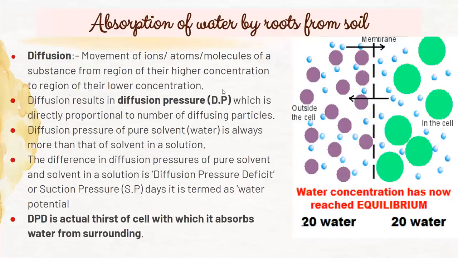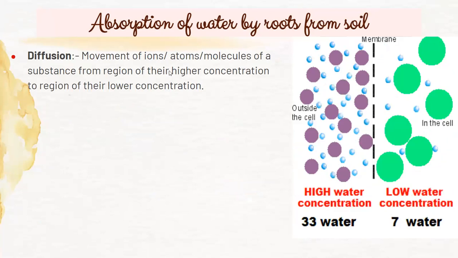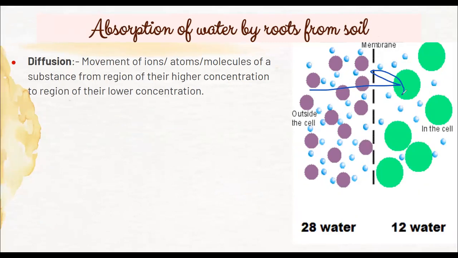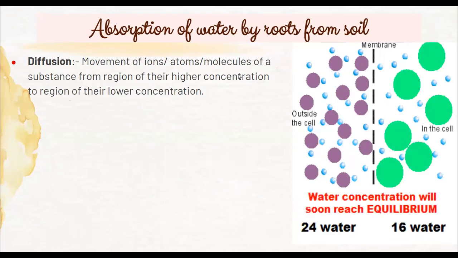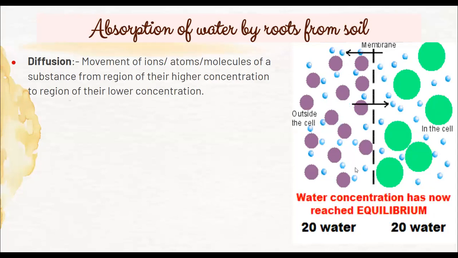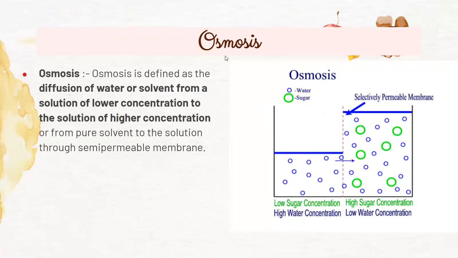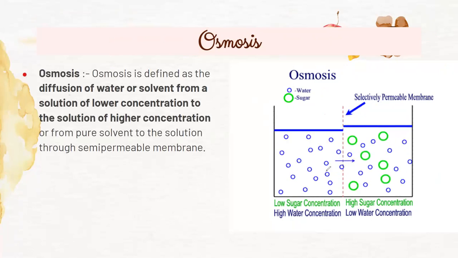What have we studied in diffusion now? Diffusion is the movement of ions, atoms or molecules from a region of higher concentration to lower, from high to low. It can be any molecule, like water molecules or any solute molecules, anything, from a higher concentration region to a lower region. Whereas in osmosis, the movement is from lower to higher.